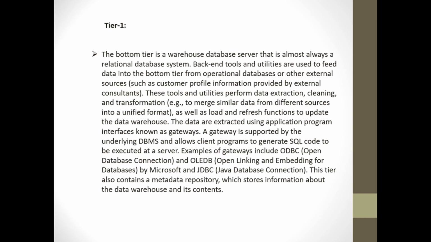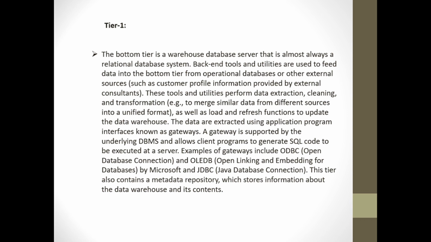Tier 1. The bottom tier is a warehouse database server that is almost always a relational database system. Backend tools and utilities are used to feed data into the bottom tier from operational databases or other external sources. These tools and utilities perform data extraction, cleaning and transformation, as well as load and refresh functions to update the data warehouse.